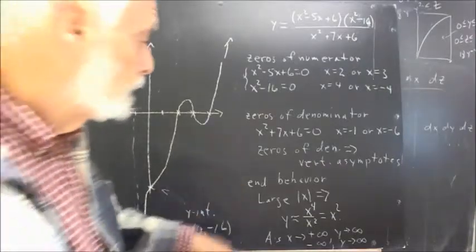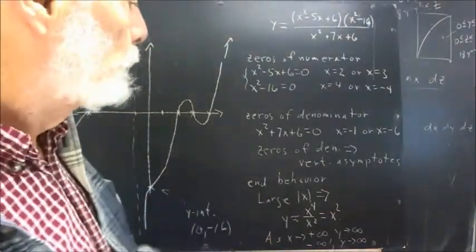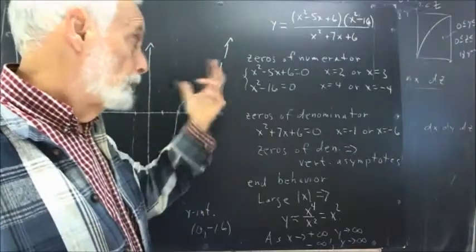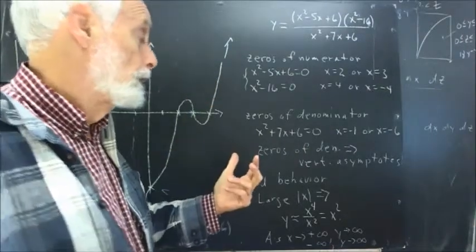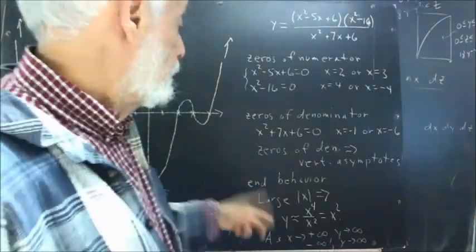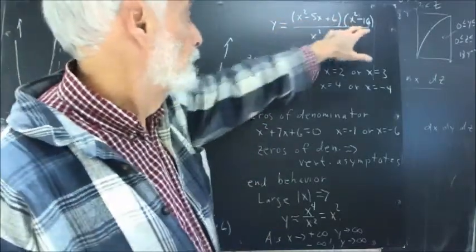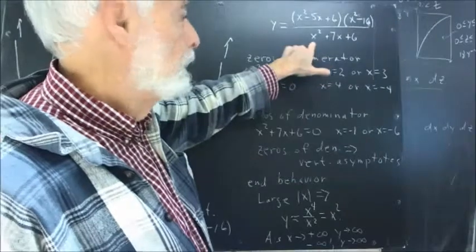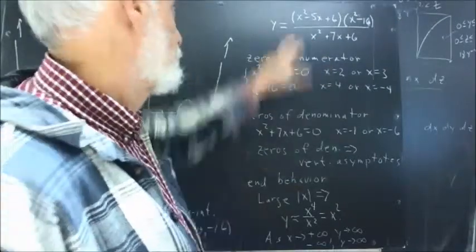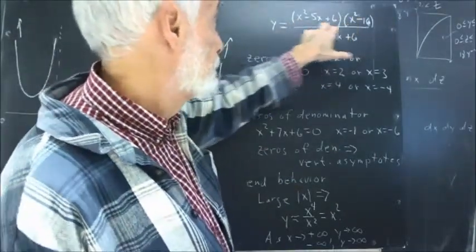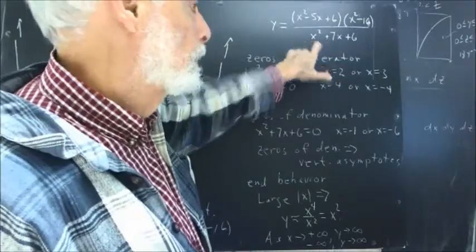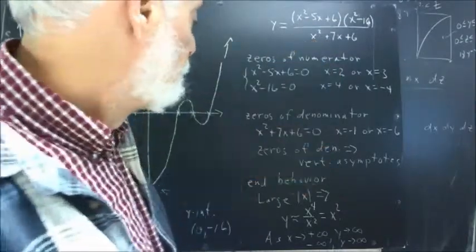The end behavior: for large absolute value of x, only the leading term of the numerator and the leading term of the denominator have any influence. For the numerator, if we multiply this out, the leading term will be x squared times x squared, x to the fourth. The leading term of the denominator will be x squared.